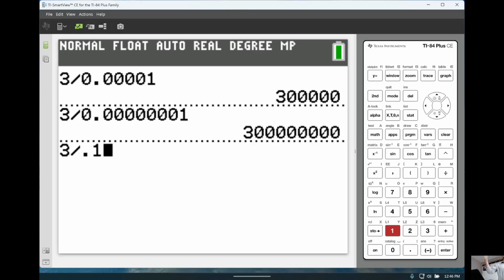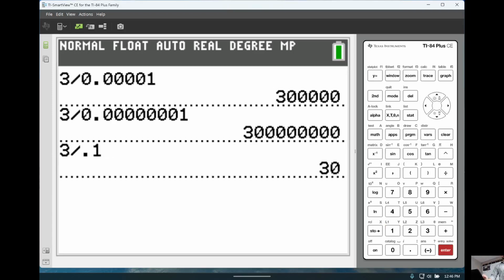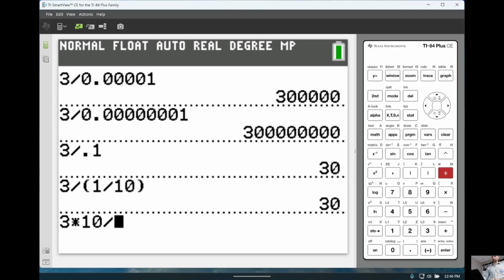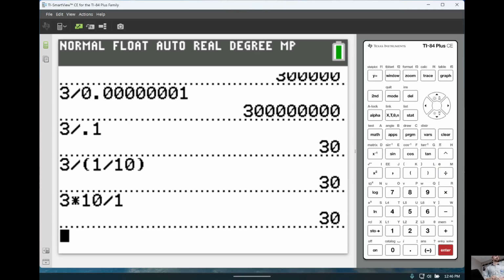Guys, one more thought on this real quick. Dividing by this helps you see that as this number gets smaller, the whole thing gets bigger. 0.1 is like 1/10, right? And dividing by 1/10 is like multiplying by 10. That's why it gets bigger as your denominator gets smaller.